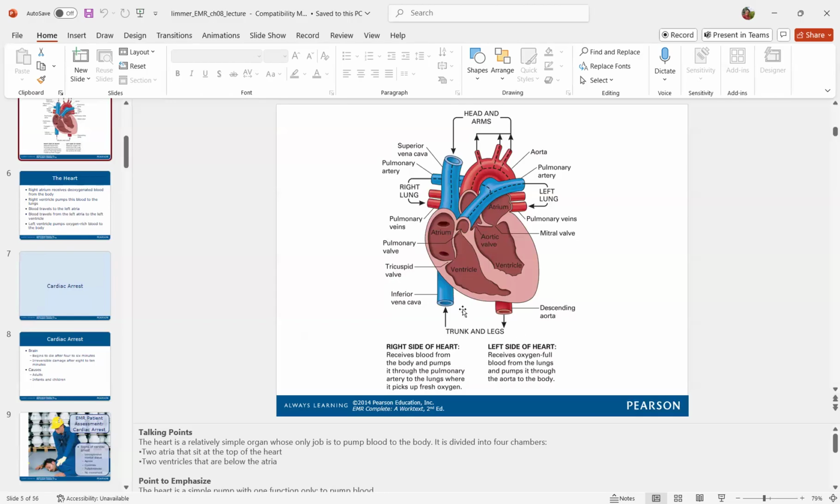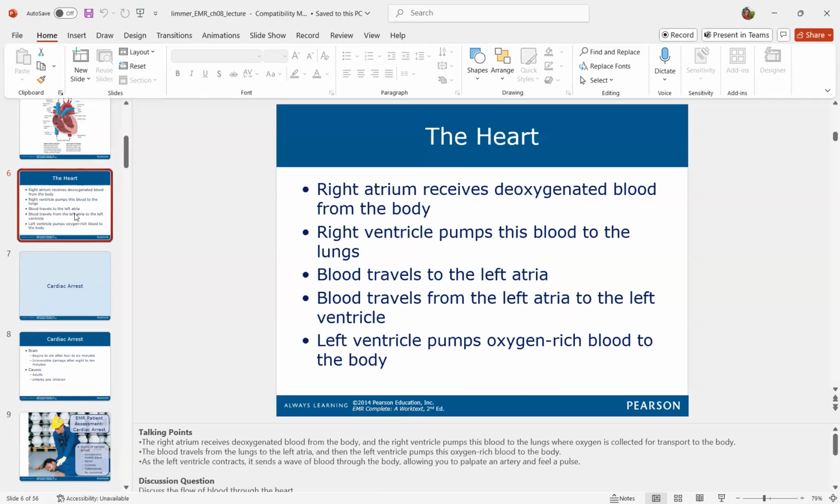So that's simplifying this. There's a whole lot going on in here. We have 4 chambers, and the right side receives the blood. The left side pumps it out, in general. So there's that description.